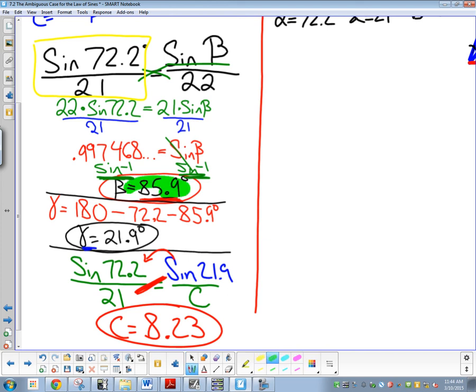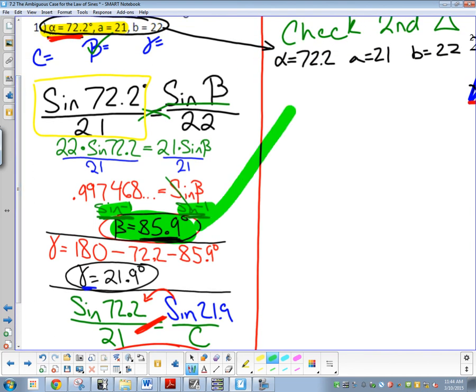Beta. I solved for beta. I had to do inverse sine to solve for beta. Whatever angle you found, that's what you're going to use in your second triangle. Okay? And I'm going to use that angle to find its evil twin. That's a silly thing, but it helps me to figure out what's going on.